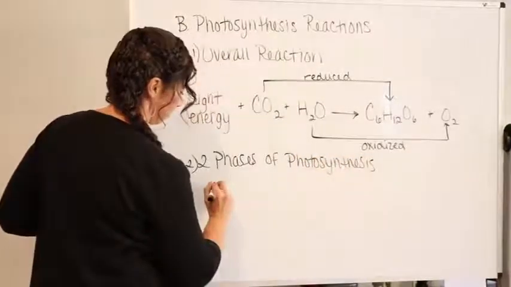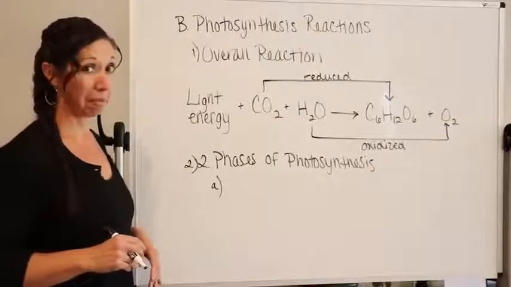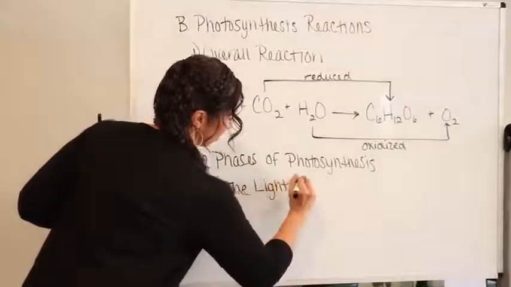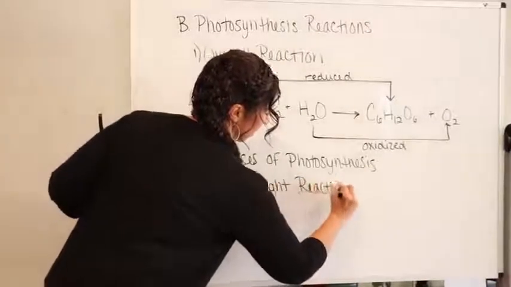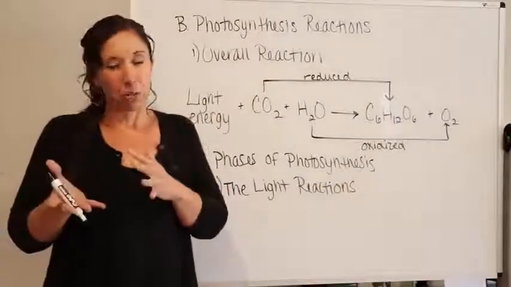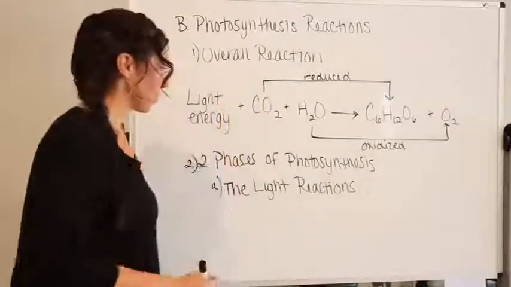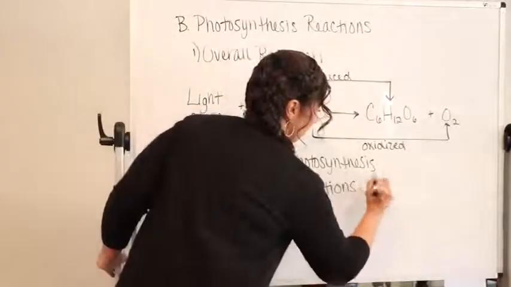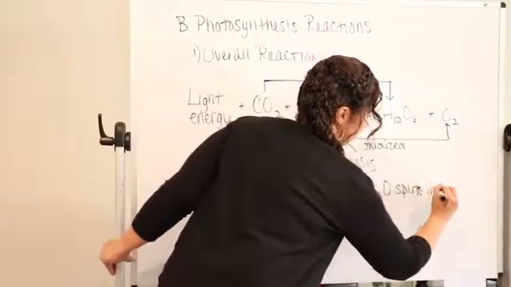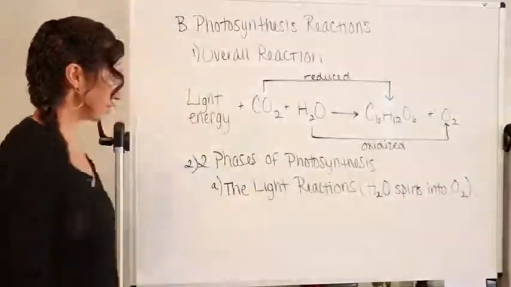So the first phase, we call those the light reactions because they use light. The light reactions. If you want a nutshell definition for the light reactions, this would be the photo part of photosynthesis. This is when water splits into oxygen. So H2O splits into O2. That's the photo part because it's using light.